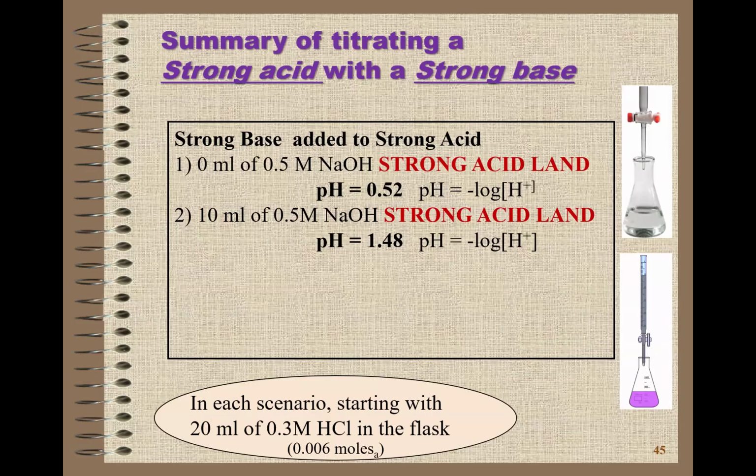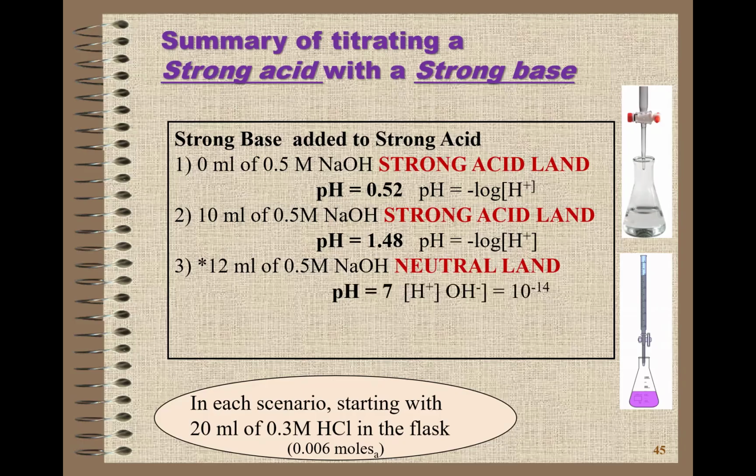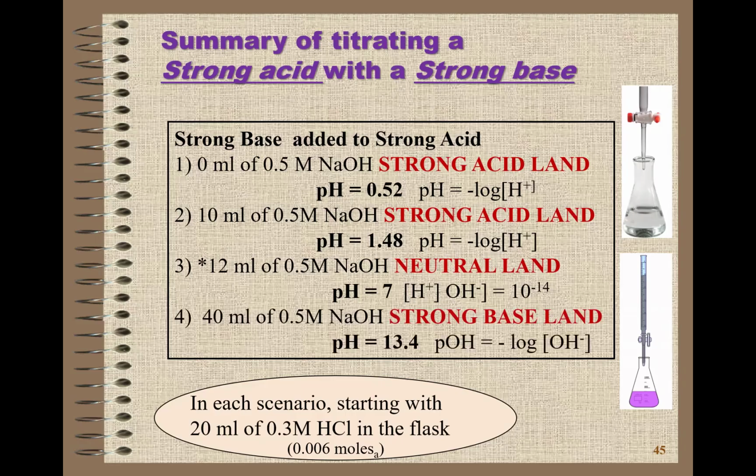1.48. In the third case, 12 milliliters, we're in neutral land because we have equal numbers of moles of acid and base, and the pH is 7. In the last case, we added 40 milliliters of base, and we ended up with a pH of 13.4. First, we had to get the pOH. Good? So that is calculating the pH as you titrate something.